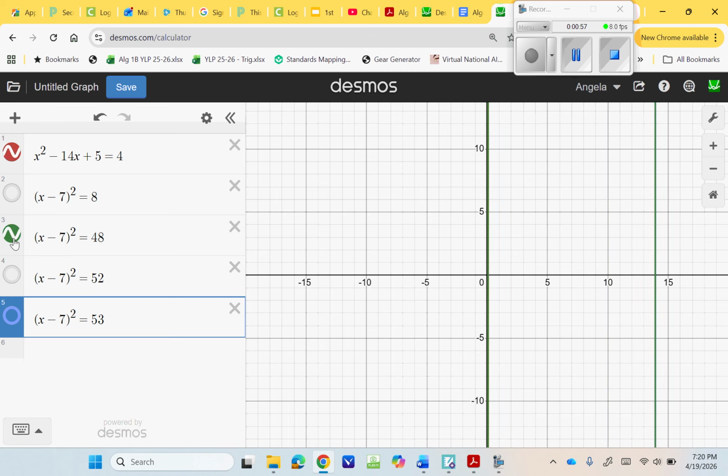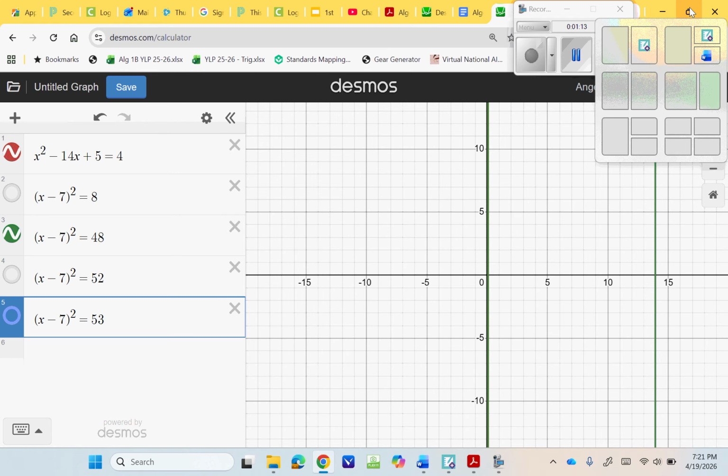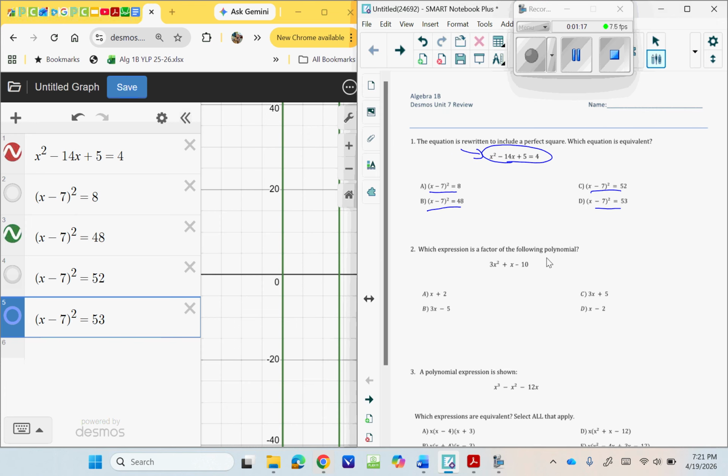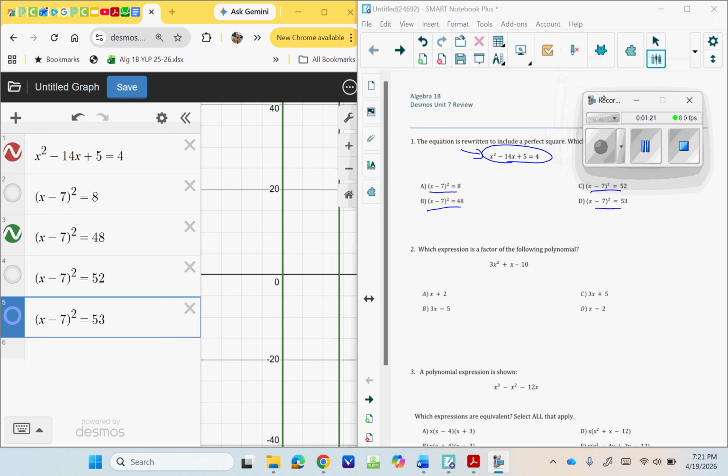So that was answer choice A. Oh, it looks like it's B. Let's see. It's not C. It's not D. So let's go back to answer choice B. Do you see how it covers it up precisely? Right here, that 48, that's the one that covers up the line.